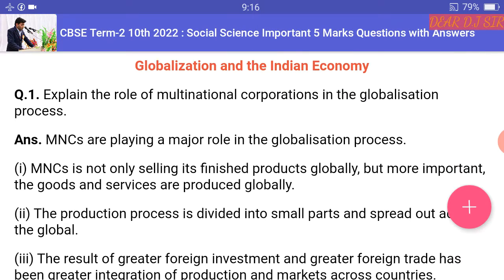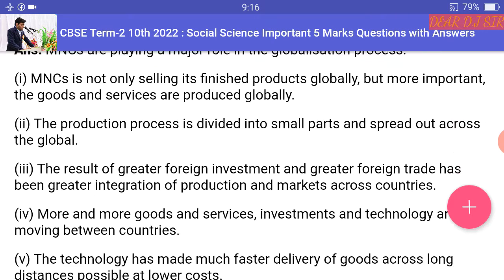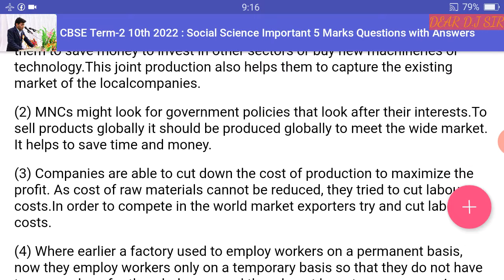Here the questions from the globalization and the Indian economy. Explain the role of multinational corporation in the globalization process. Here the question number 2. Describe any 5 strategies adopted by the MNCs to earn more and more profit.